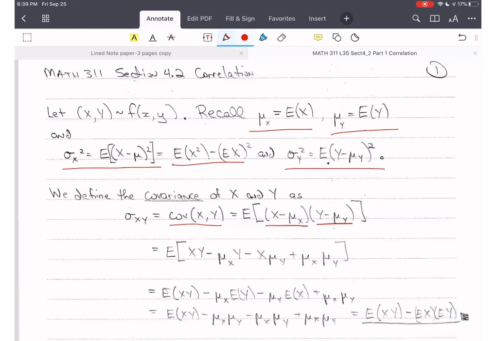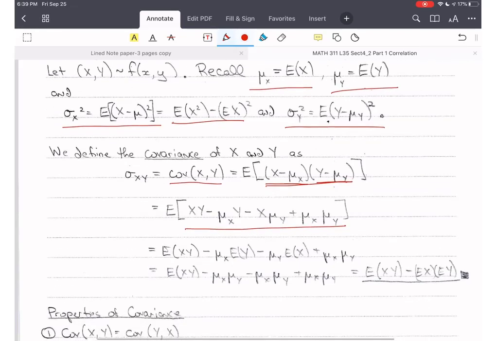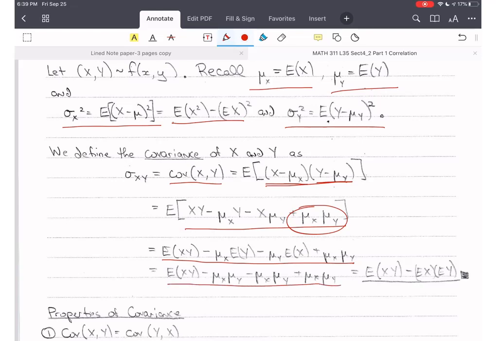Okay, and so I can multiply this quantity out, and I get XY minus X mu of Y minus mu of X Y plus mu of X mu of Y. I distribute the expectation across, and remember that the expectation of a constant, like mu, is just itself. Then I can simplify this because E of Y is mu of Y, E of X is mu of X, and this shows that this is the covariance of X and Y. So this is a handy formula to use.